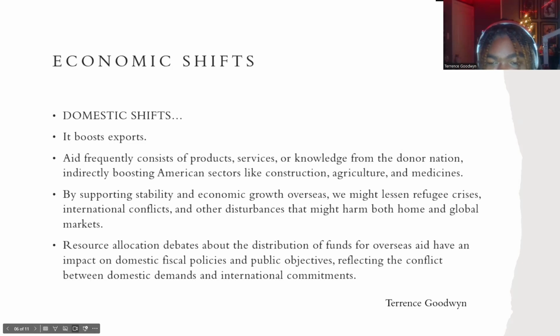Stabilizing international markets and domestic gains. Foreign aid indirectly lessens global crises like refugee waves and wars that could impede international trade and hurt American markets by promoting economic development and stability in recipient nations. The aid to weak governments, for example, promotes global supply chain stability and helps avert expensive humanitarian crises, which benefit domestic companies and lessens economic shocks.